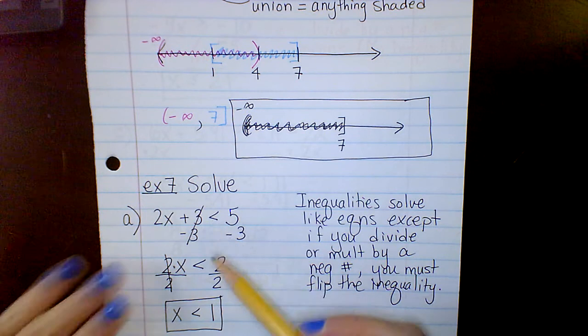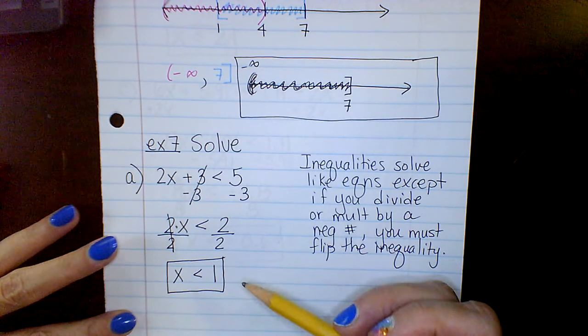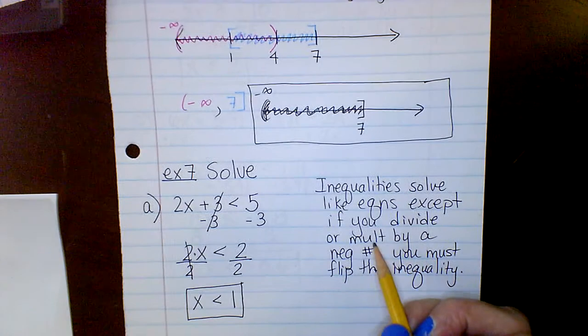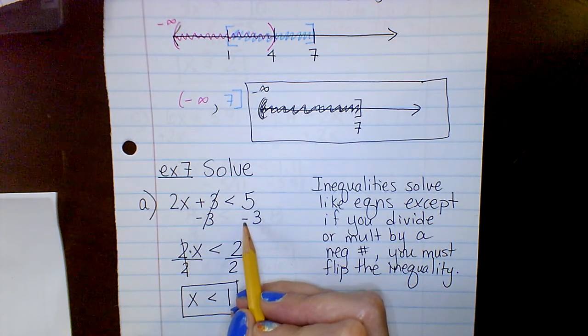Notice my inequality stayed the same direction throughout, because I did not multiply or divide by a negative number. I did subtract, but that doesn't flip the direction.